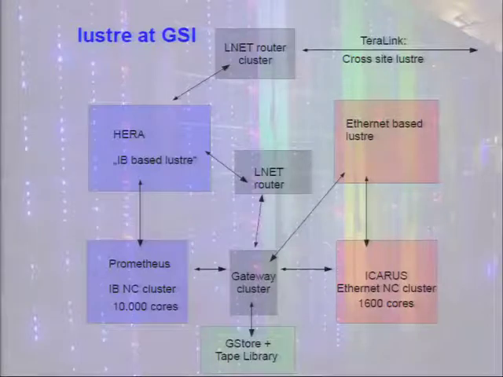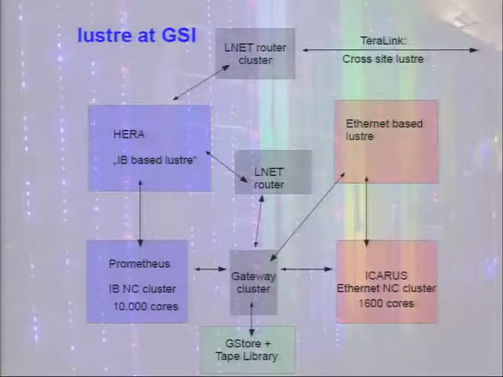So here's a little topology of our cluster. We have two main Lustre clusters. Hera is InfiniBand based and capable of the latency critical work, including the lattice QCD. The other is the Ethernet based, a little bit older Lustre, which is connected with an Ethernet number cruncher cluster, and Prometheus is our InfiniBand number cruncher cluster. Both Lustre systems are connected via gateway clusters and LNet routers. Of course, there is a connection to a library and a cache system, which is named GStore, which will maybe in the future be Lustre 2.